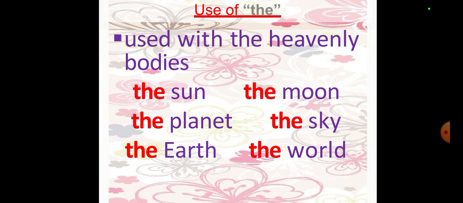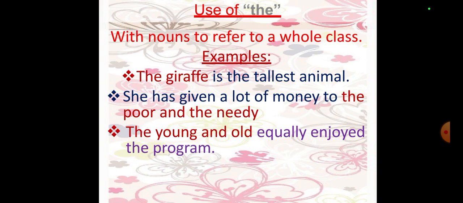Stars are also heavenly bodies, so we can say "the stars". We don't say "stars" simply. Likewise, "the mountains". We can say "the mountains" because it's a plural form that we can use with "the".